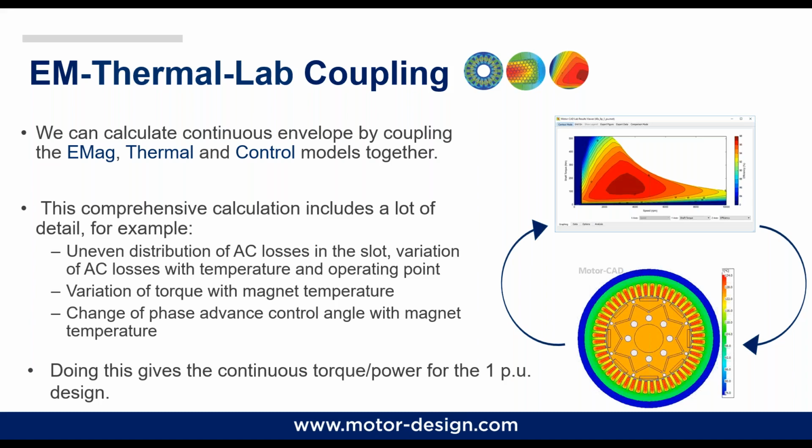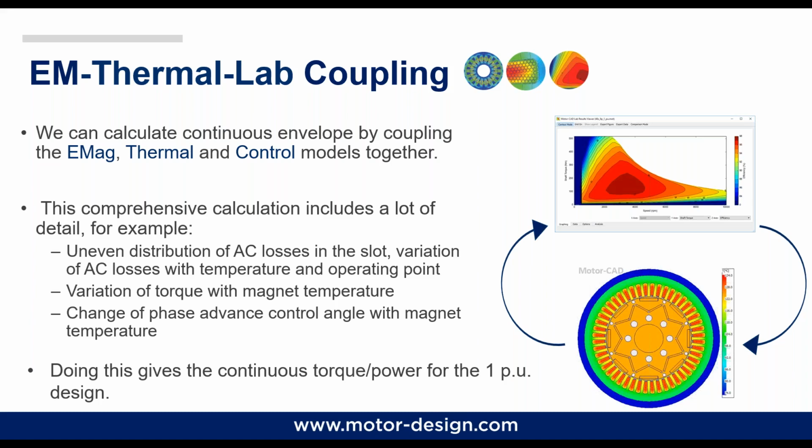the electromagnetic and thermal coupling, but we can bring what is so-called the lab model into it, which allows us to basically use a control model and have some advanced losses calculation. This includes a lot of details like uneven distribution of the AC losses in the slot, the variation of the AC losses with the temperature at different operating points, or for example, how the torque is varying with the magnet temperature, and how, for example, we change the control strategy based on the back EMF that we know is a function of the magnet temperature.